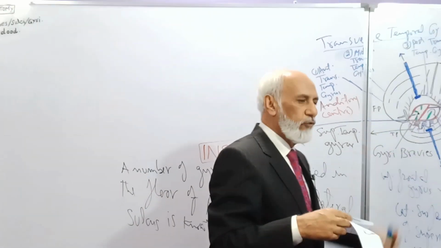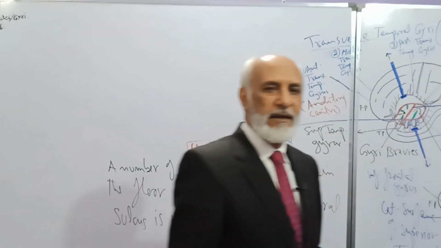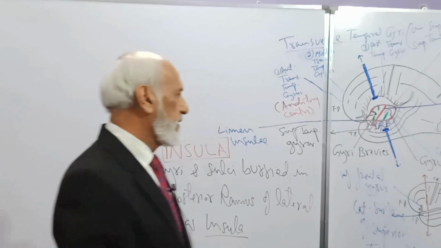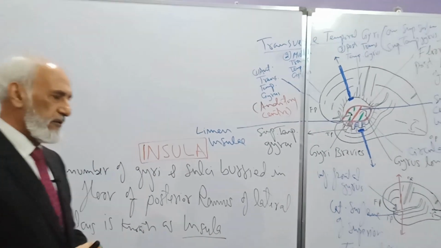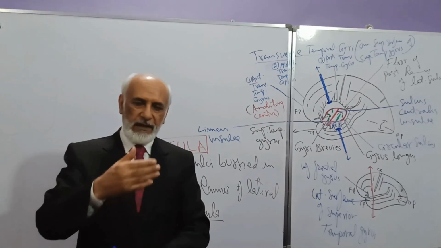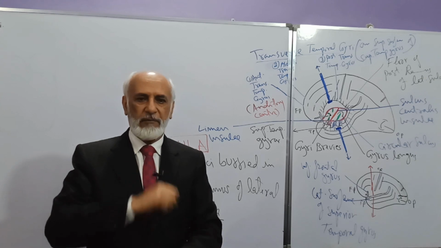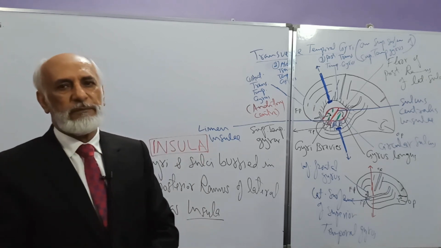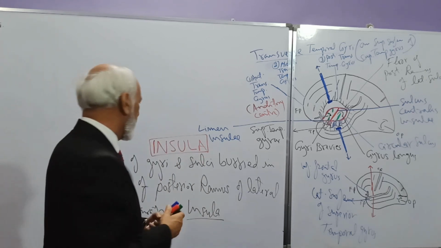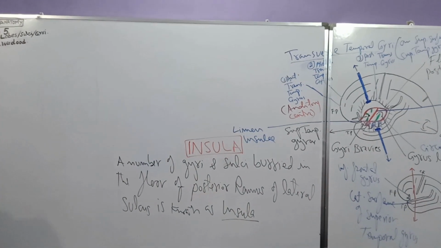And then in the floor there is the insula, which is some gyri and sulci buried in the floor of the posterior ramus of the lateral sulcus. So with this, we finish with the sulci and gyri on the supralateral surface of the cerebral hemisphere. Now come to the medial surface of the cerebral hemisphere.